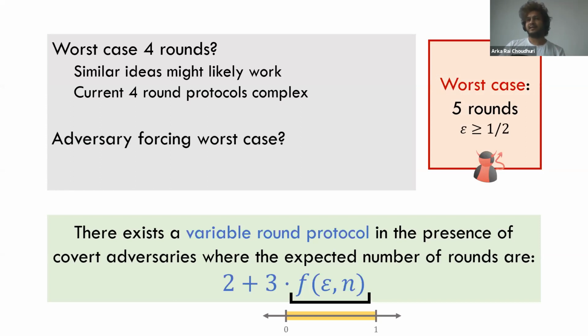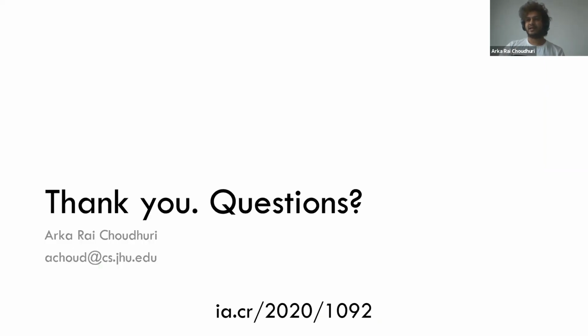But can we actually do anything about this adversary forcing 5 rounds? It turns out that in our protocol, the adversary can actually force 5 rounds, but if it does so, it won't be able to cheat covertly. So there's a trade-off for the adversary between forcing 5 rounds and being able to cheat covertly. That's all I have to say. You can see my long talk or the full version of the paper for details, and I'm happy to take questions now.